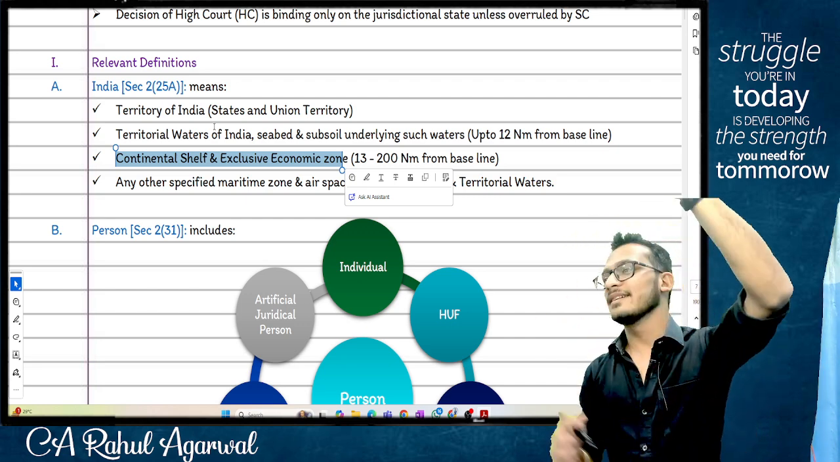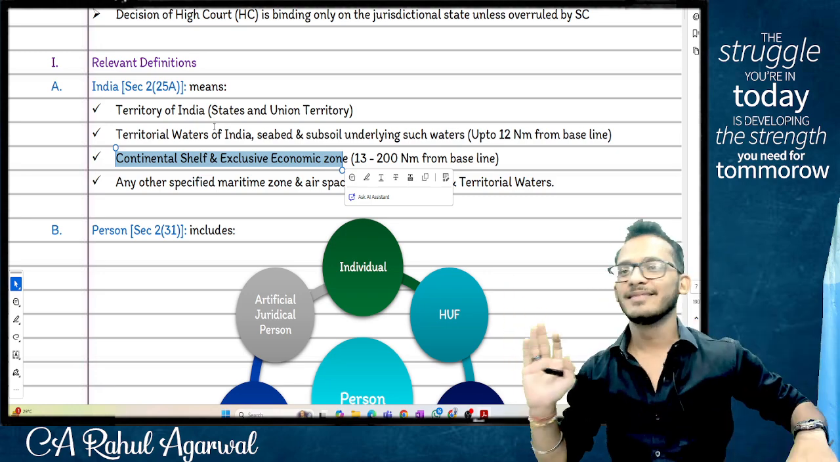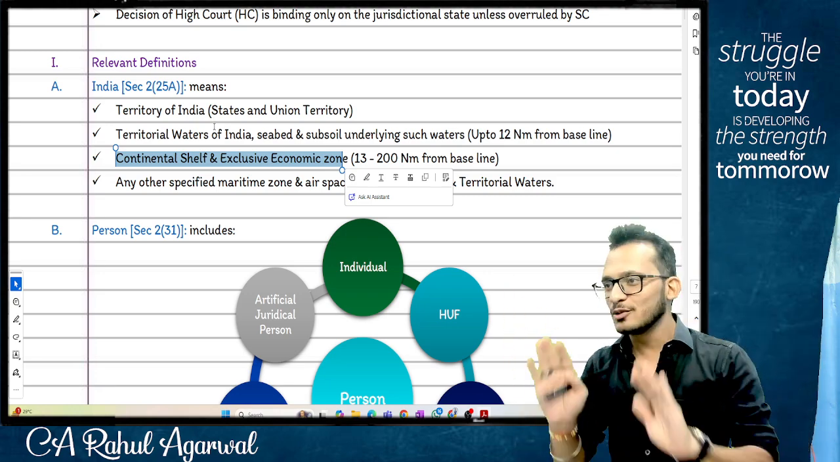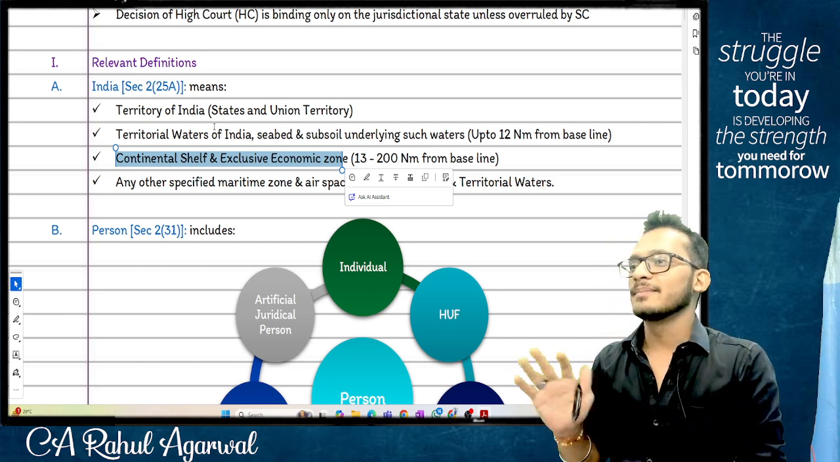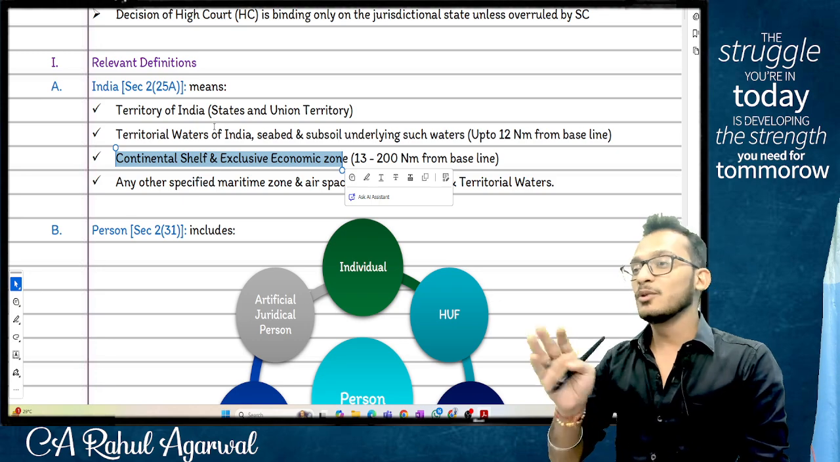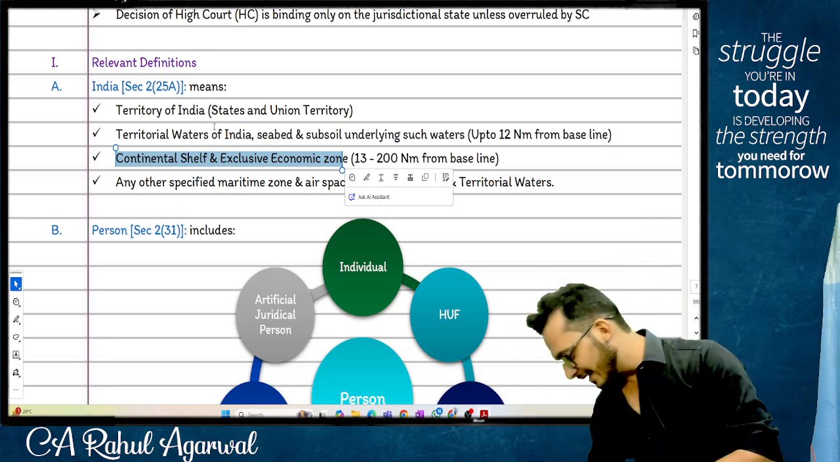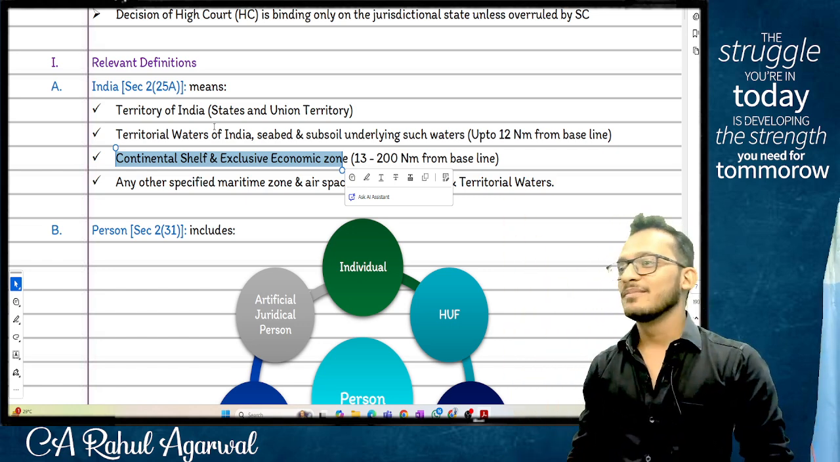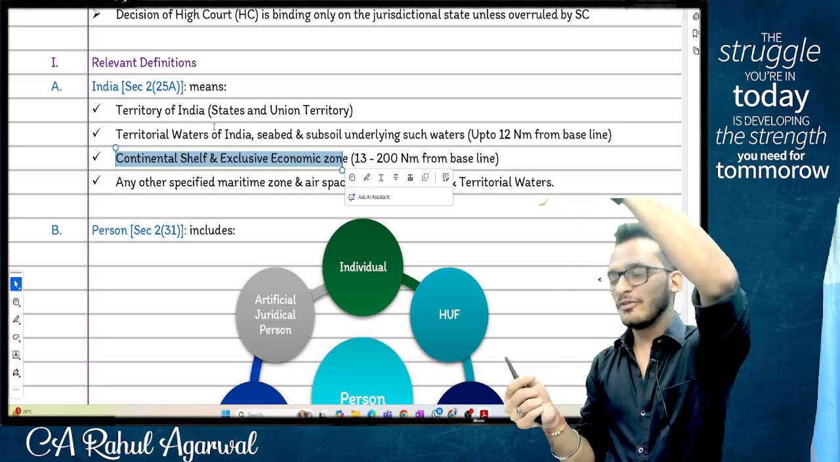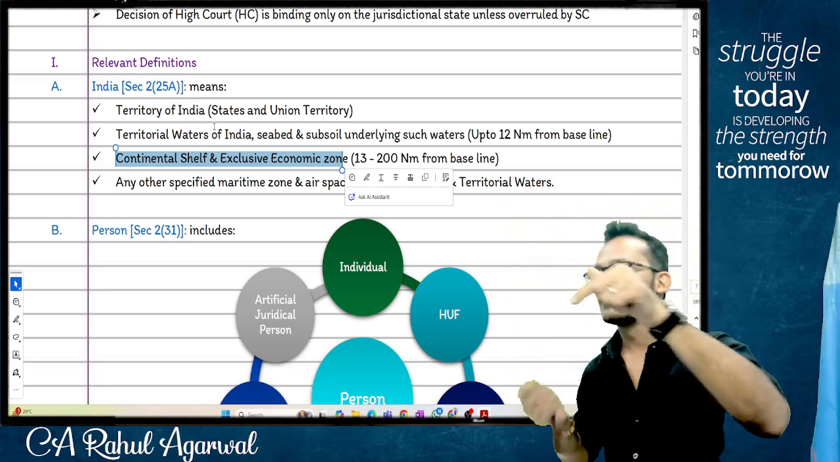No airspace only. Air itself is not there. There is only space, no air. This is not India. He's like, no, Rahul. I also came from there only. I've come directly. So I've come exactly from India only. Yes. If you fall from here, you directly fall in India only.